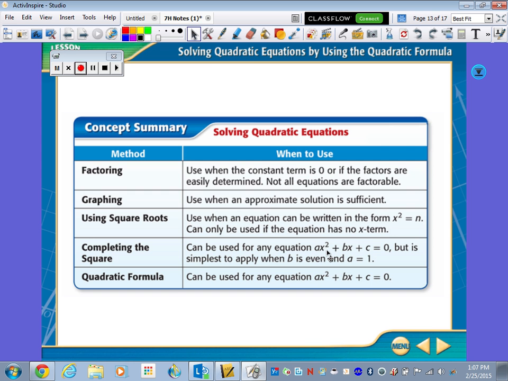When a is not 1, it's a lot more work. It can be done, it's just a lot more work. Okay? And then the quadratic formula can be used for anything. That's your fall guy. If you can't get it to factor, or you're having trouble graphing, or something else is not going to work, the quadratic formula works on everything. Okay, so let's keep going.